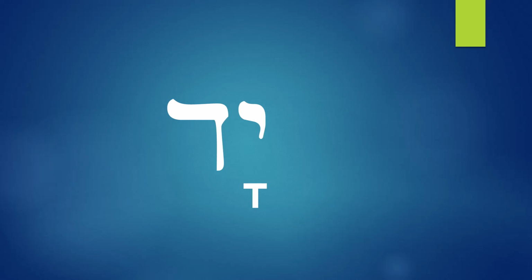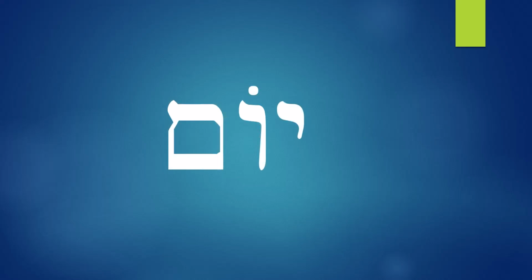This one is going to be pronounced as yad. Remember, yod represents Y. So you have Y-A-D, yad. Yod is Y, kametz is A, dalet is D, yad.